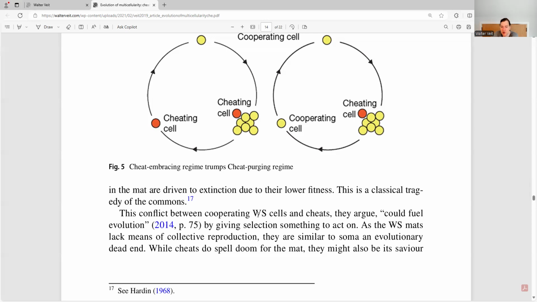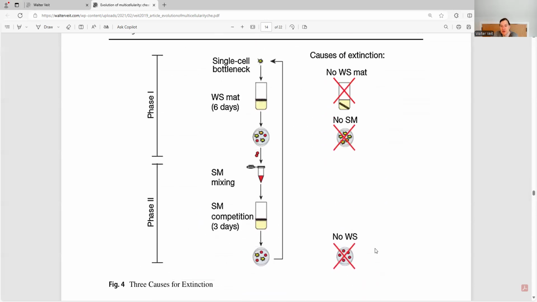This conflict between cooperating Wrinkly Spreader cells and cheats, they argue, quote, could fuel evolution, 2014, page 75, by giving selection something to act on. As the Wrinkly Spreader mats lack means of collective reproduction, they are similar to zoma, an evolutionary dead end. While cheats do not spell doom for the mat, they might also be its savior.